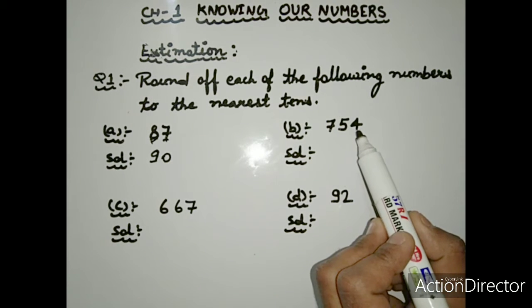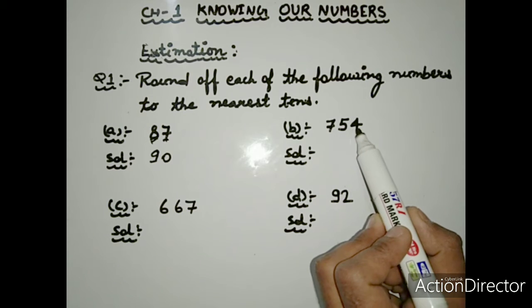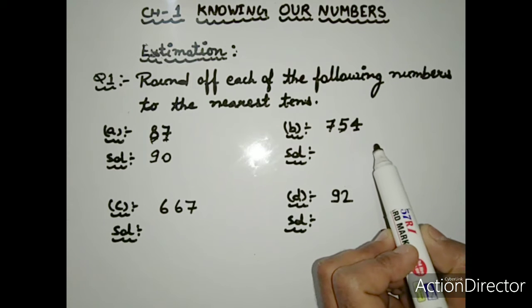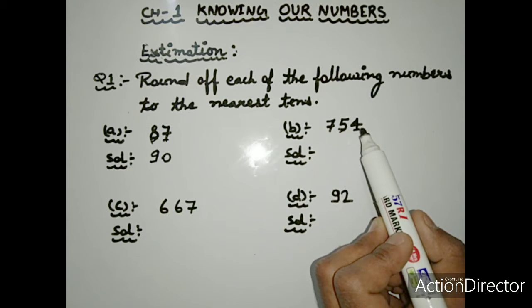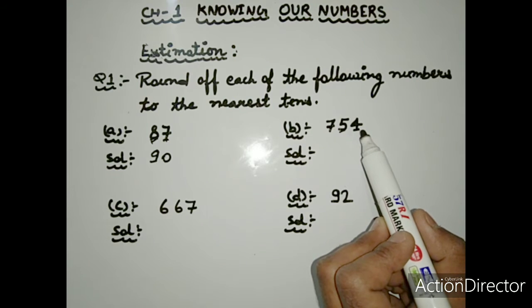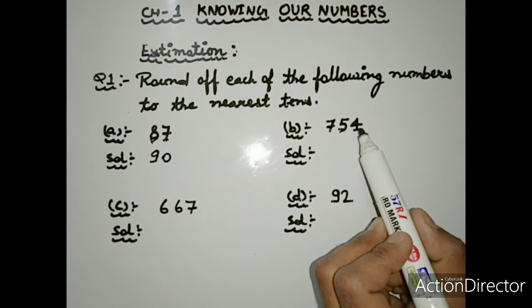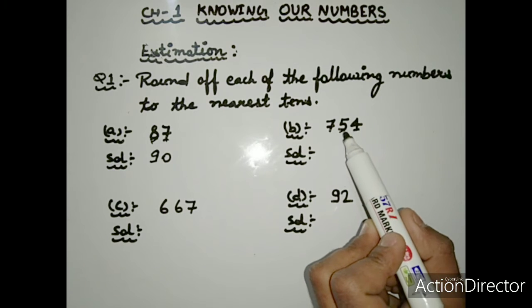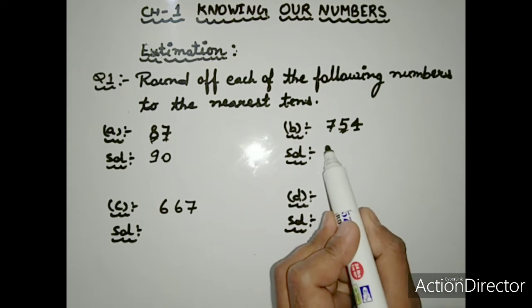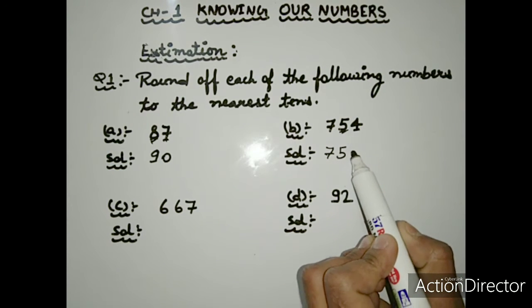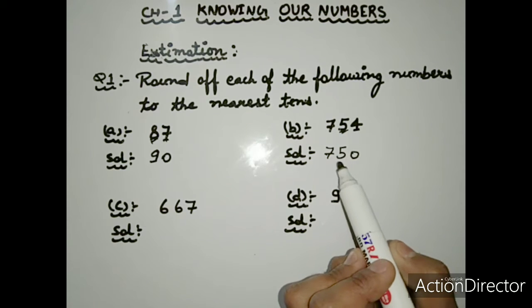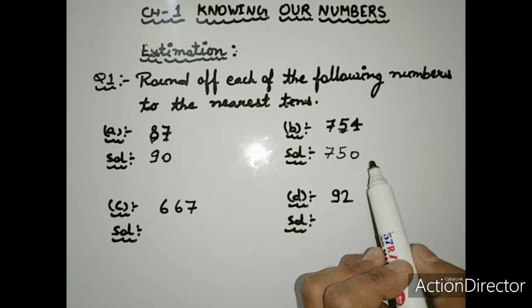Now the B part. Here the required place is tens, and we will check the digit in the ones place. The digit in the ones place is smaller than 5. The rule of nearest tens says that if the digit in the ones place is smaller than 5, then the digit in the required place remains the same. Here we write 7 and 5 as they are, and the digit in the ones place is replaced by 0. So this number is nearest to 750.